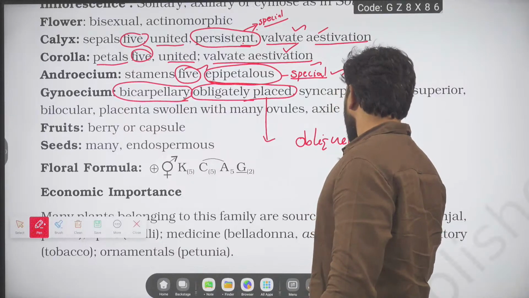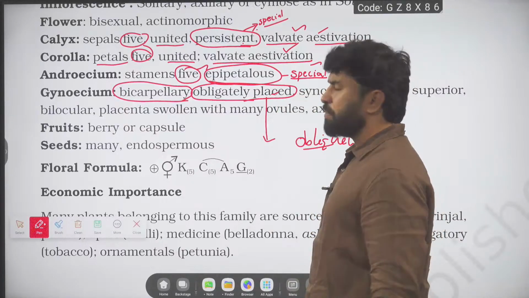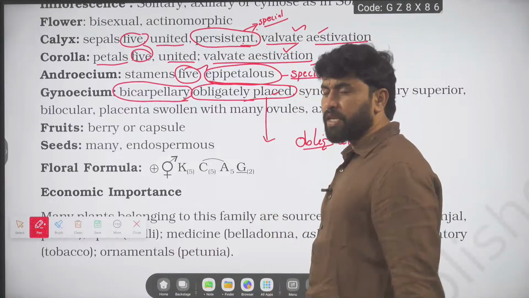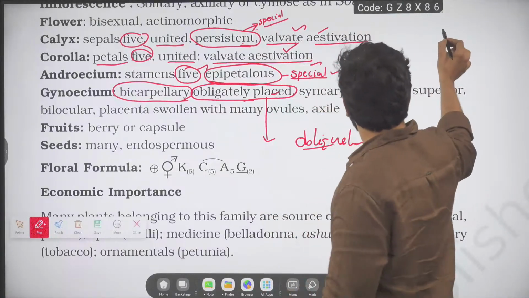Obliquely, not obligately. Obligate means compulsory. They wanted to say about obliquely. What do you mean by obliquely?